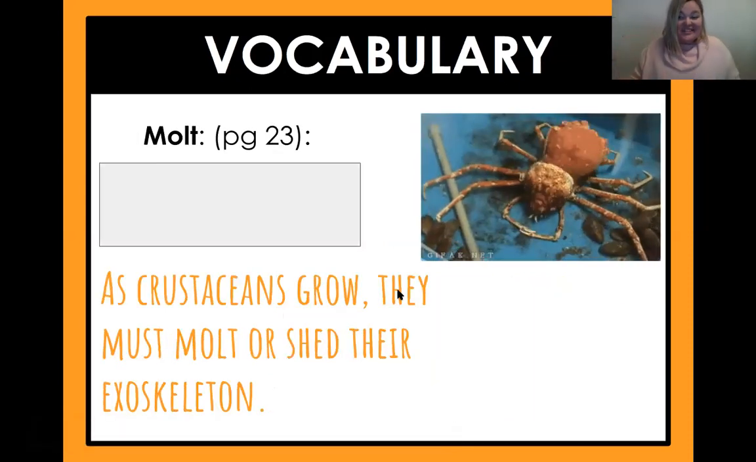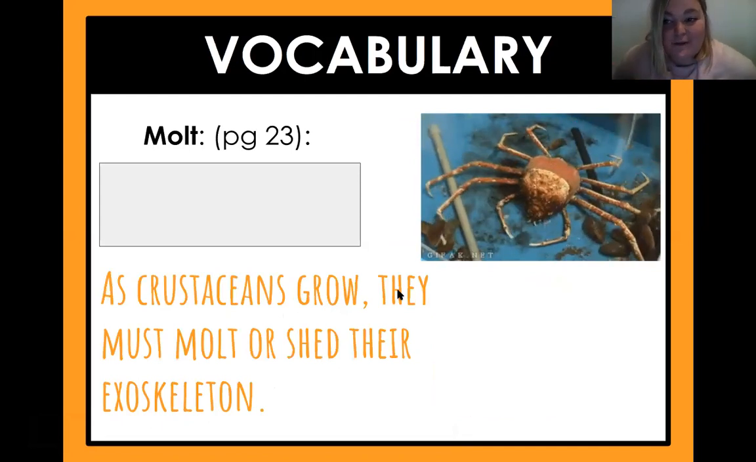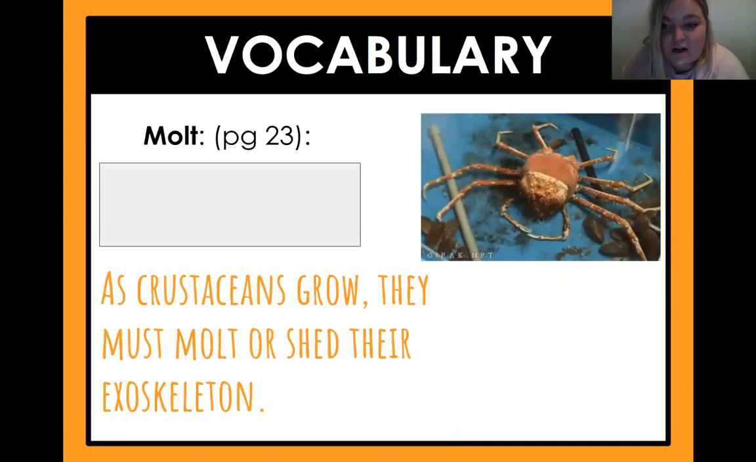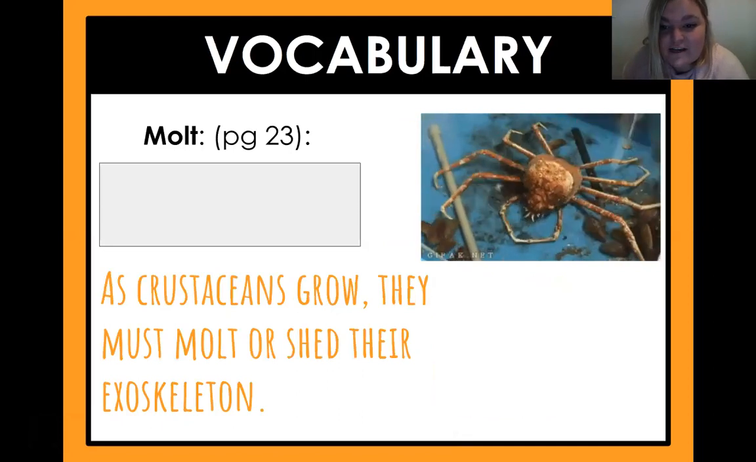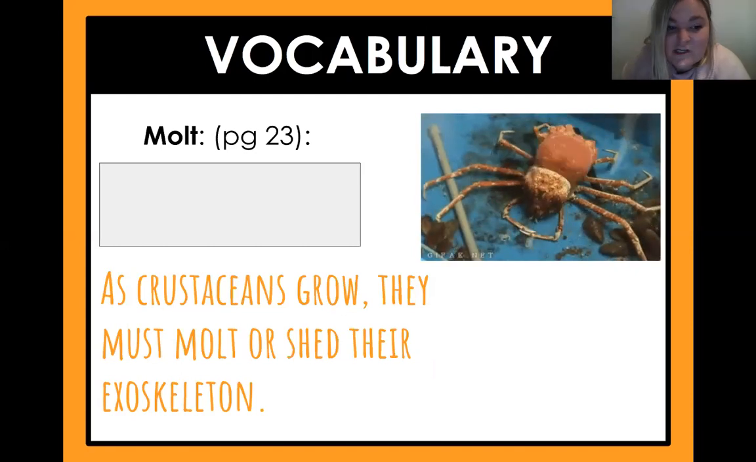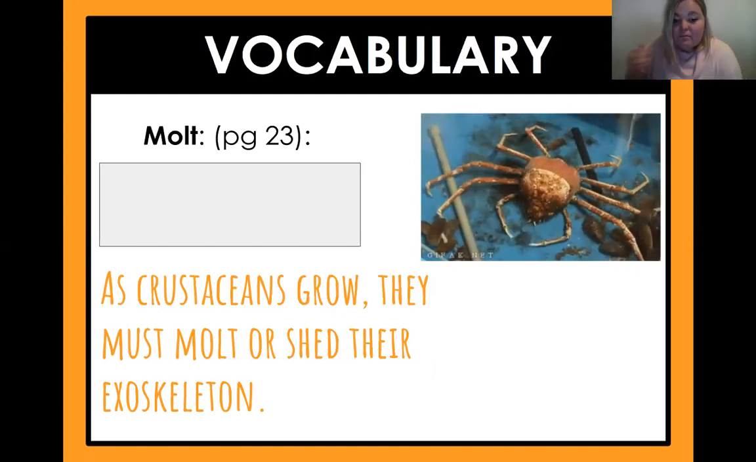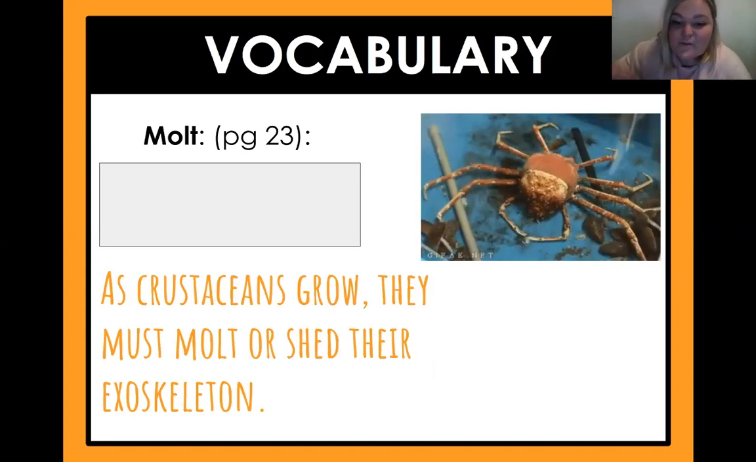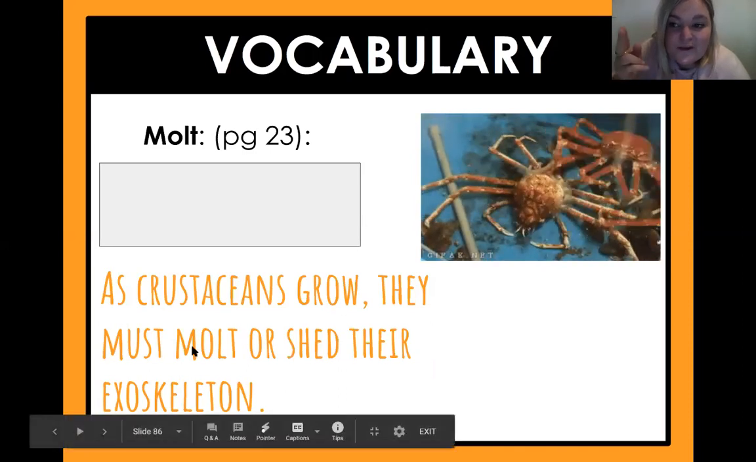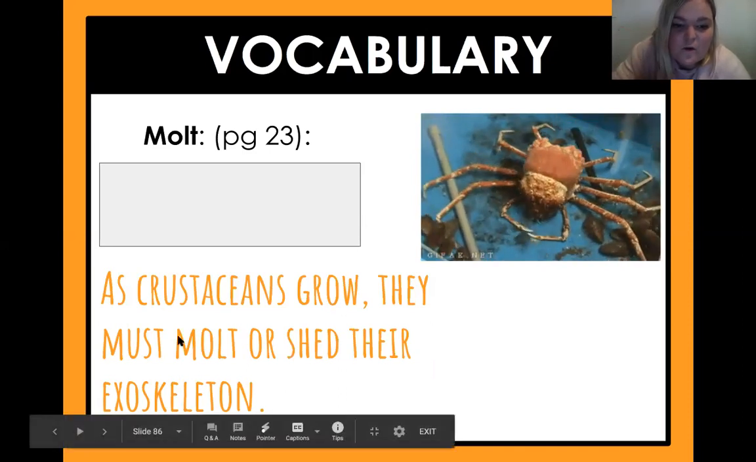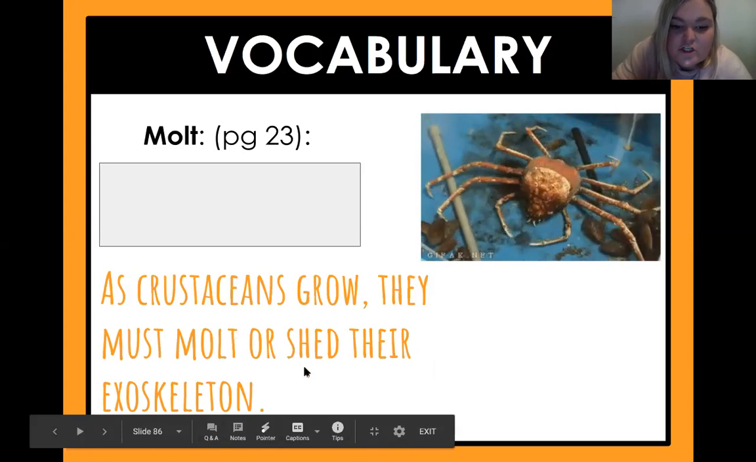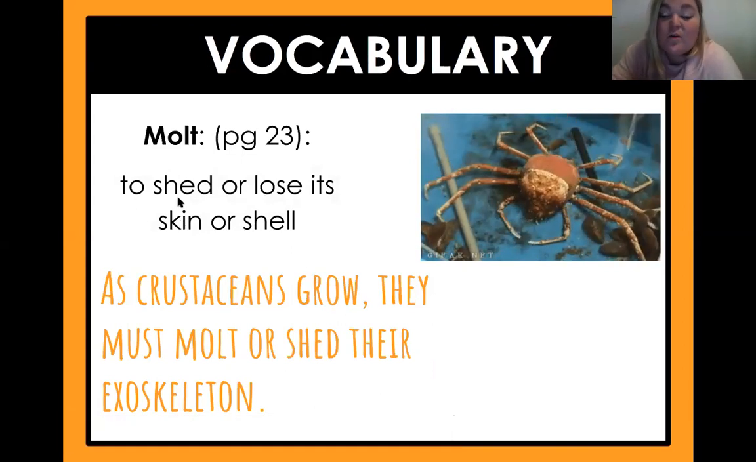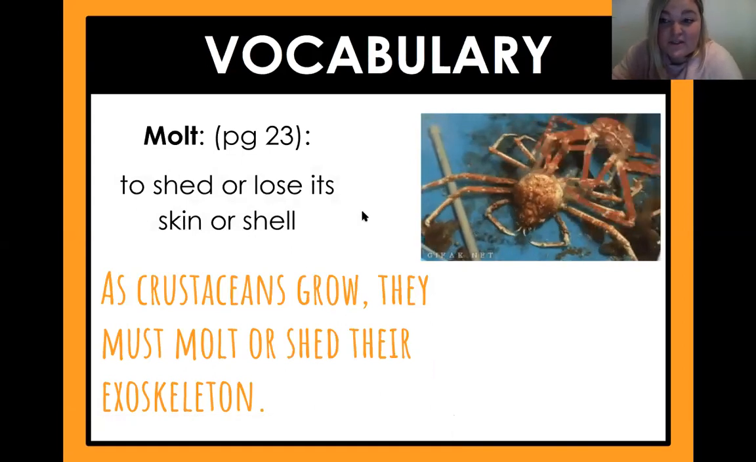Great job. Now our second one is something we've already read about. It's to molt. It's so weird to watch this crab do it, or whatever this guy is. Yeah, it is molting. As crustaceans grow, they must molt or shed their exoskeleton, remember, because they get too big. So what does that mean? If you're paying attention, it just did that synonym thing where it told us molt or shed. So molt means to shed or lose its shell or skin. I know I used to have a bird and she would molt.